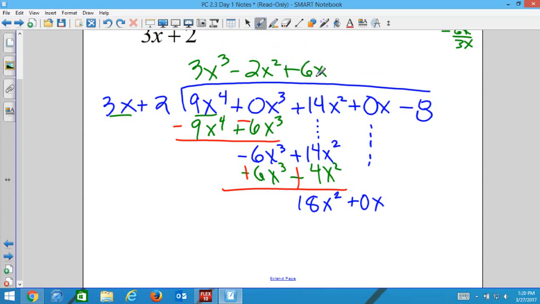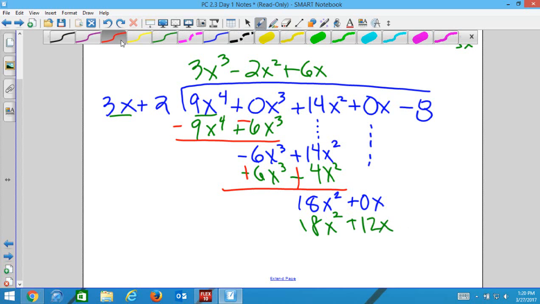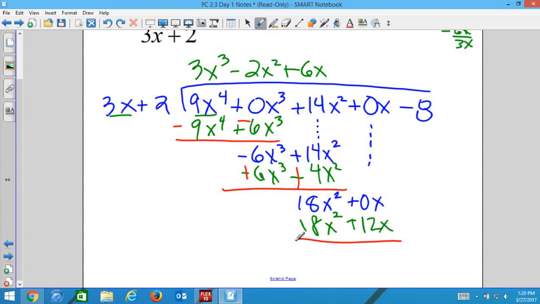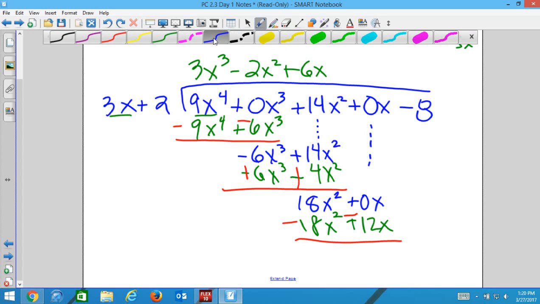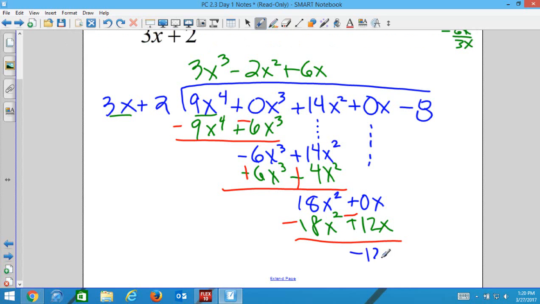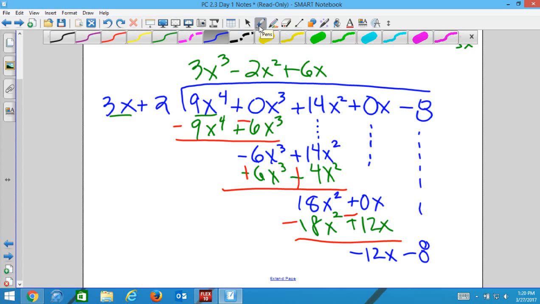Then we distribute 18x squared plus 12x. Now what do? Draw the line, change the sign, so we can add them. Negative 12x. Now what do? Bring down minus 8. How do I know when to stop bringing stuff down? There's nothing left to bring down. Exactly.